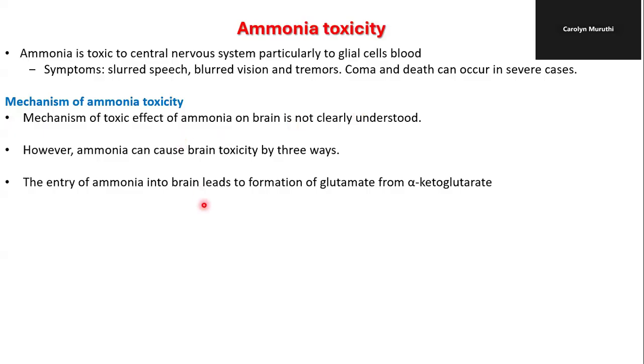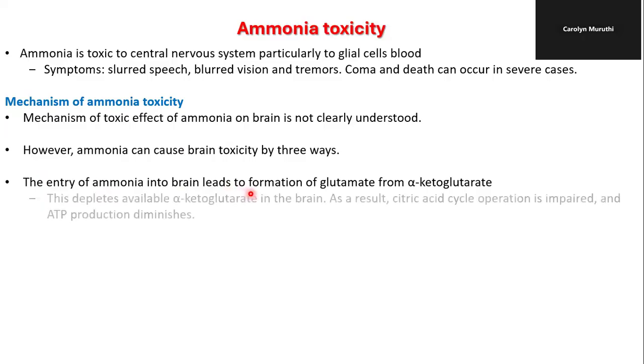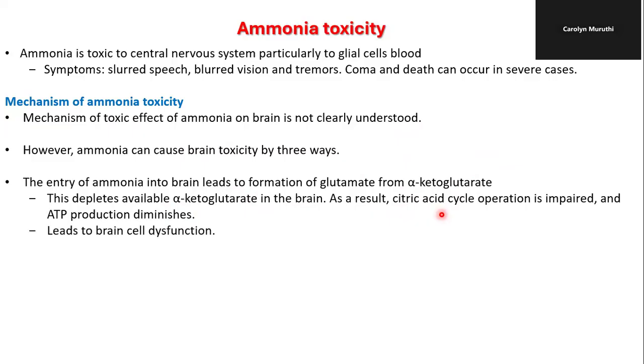especially to the brain? First, the entry of ammonia into the brain leads to the formation of glutamate from alpha ketoglutarate. And therefore, this deprives or diminishes available alpha ketoglutarate in the brain. And this results in the impairment of the citric acid cycle, that's the Krebs cycle, diminishing ATP production. And so this will affect brain cell function.